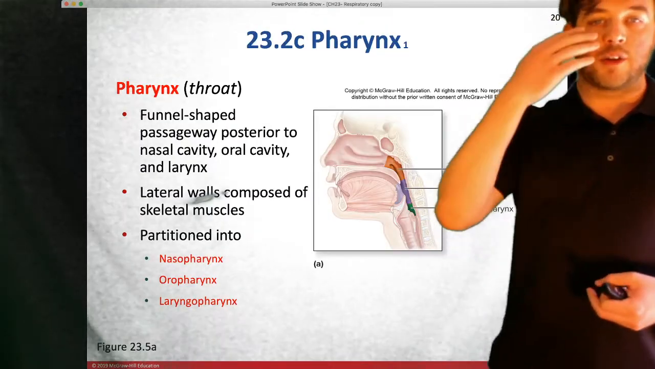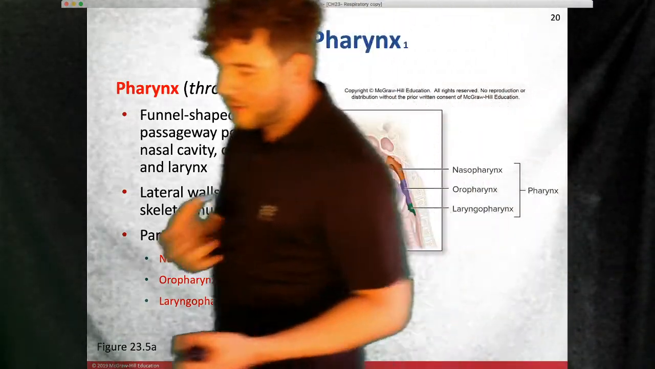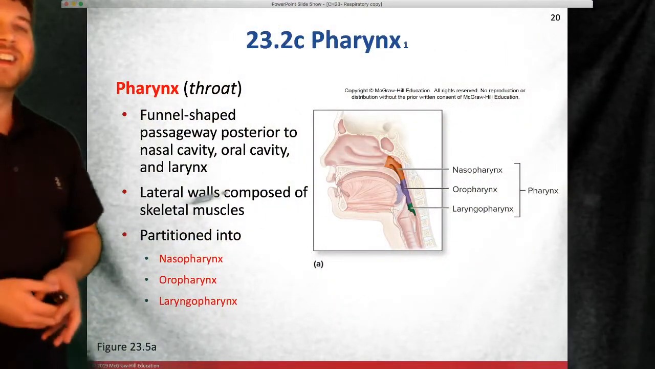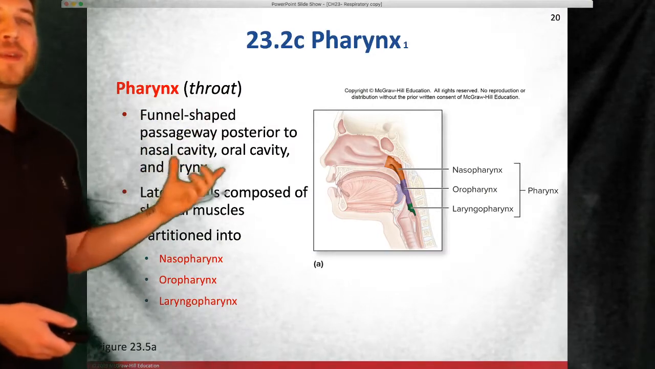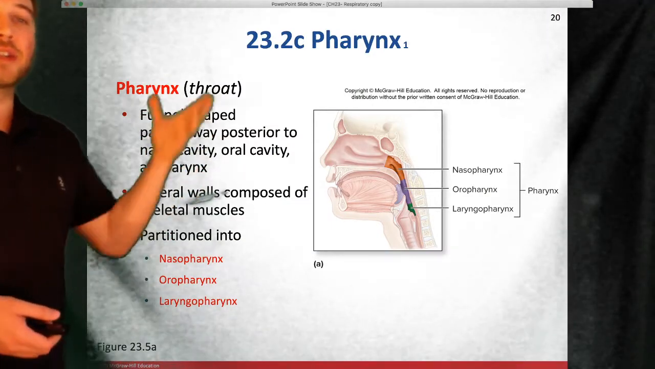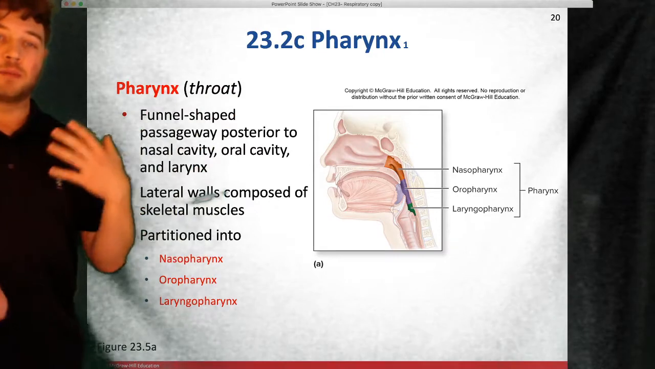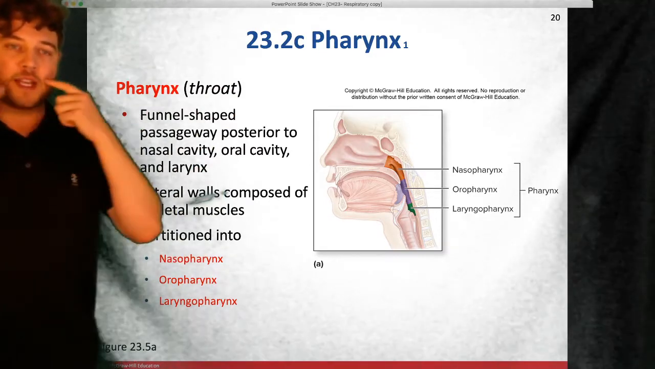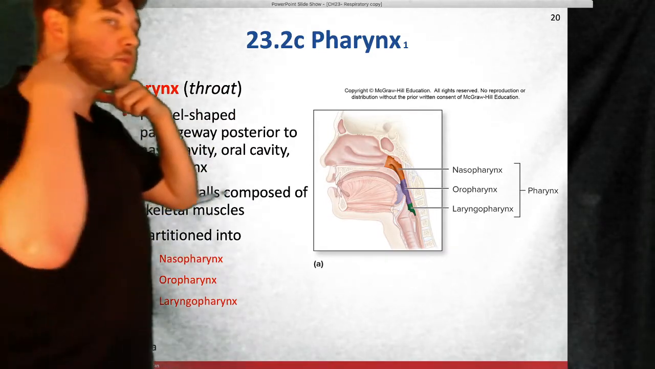Okay, moving into your pharynx, so going from the nose into the pharynx. The pharynx is a funnel-shaped passageway posterior to the nasal cavity, oral cavity, and larynx. It is your throat. When you swallow, you have your oral cavity, and then it moves right into your throat.